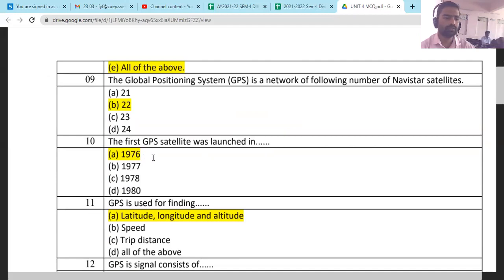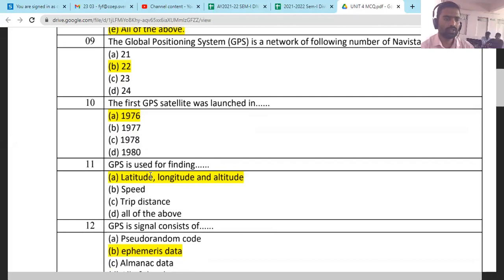Okay. Then the first GPS satellite was launched in 1978. You have written it in your notes. 1978, sure? Okay, the answer is 1978. I will check.